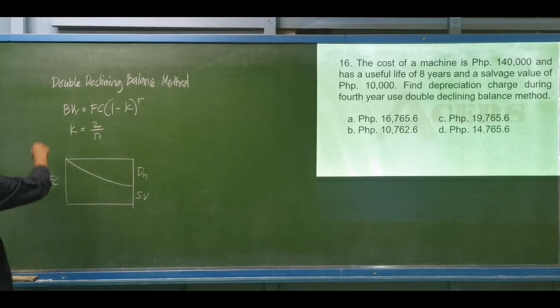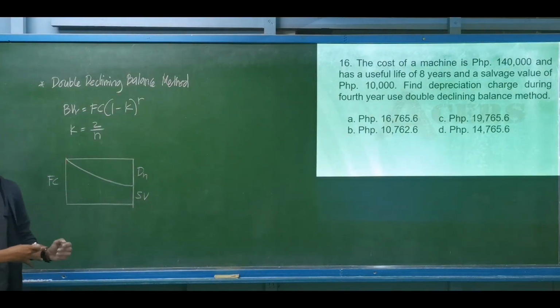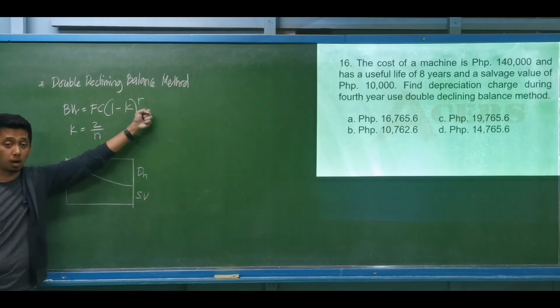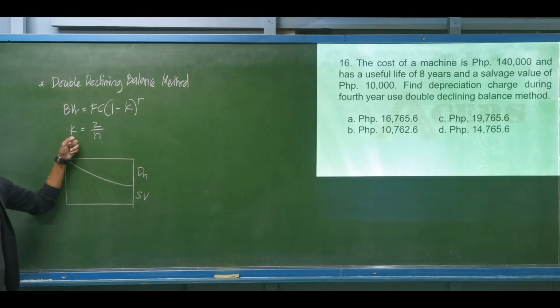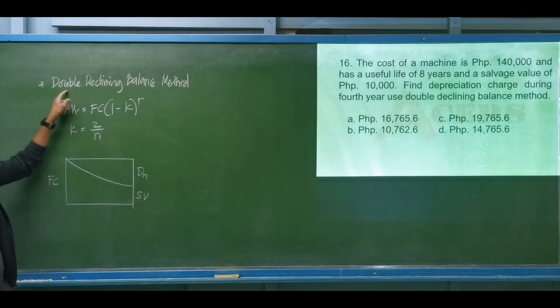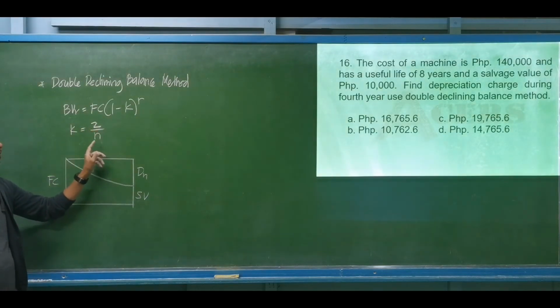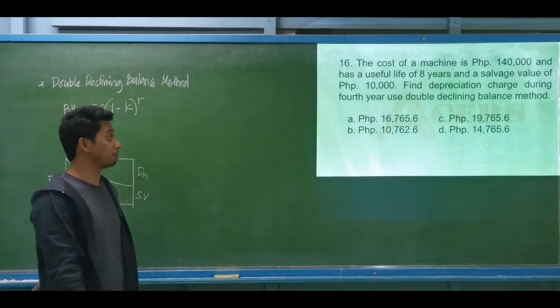So our next method of depreciation, we have the double declining balance method. We'll be having the same equation for the computation of book value as the declining balance method, equal to first cost times 1 minus the rate of depreciation raised to R. It's just we have another way of computing its rate of depreciation. Simply for double, 2 over n, the useful life. So this is how to compute its rate of depreciation. So let's have an example.